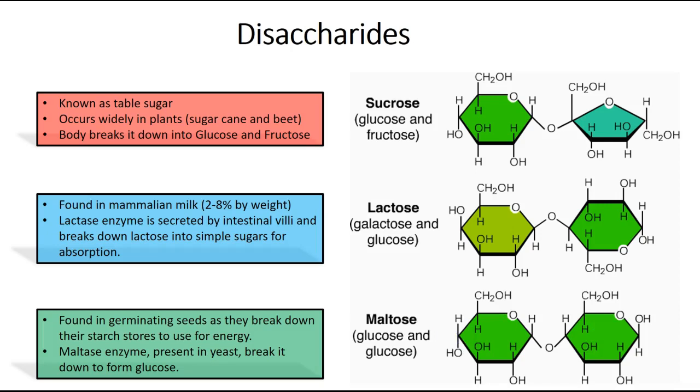So we've talked about the monosaccharides. We know that glucose, fructose, and galactose are the three monosaccharides. But when we start linking two of the three monosaccharides in different combinations together, we are going to produce three different disaccharides: sucrose, lactose, and maltose. Notice that each of these three disaccharides has a different two-monosaccharide composition.